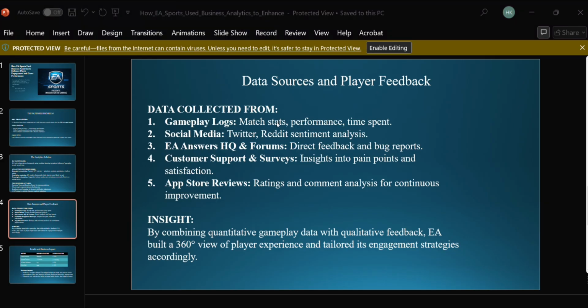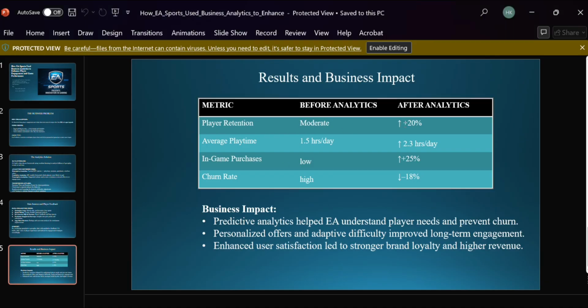So, what were the results of all those efforts? EA saw some truly impressive outcomes. Player retention increased by around 20%, meaning more players stayed active for longer periods. The average playtime rose from 1.5 hours a day to over 2.3 hours.